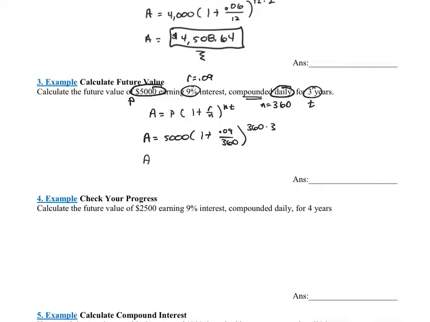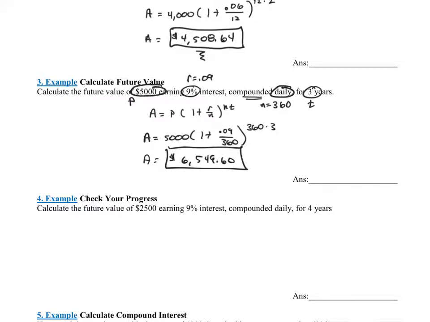Again, plug that into your calculator using the steps talked about the first page of this packet. Please plug that into your calculator now. When I plug that into my calculator, I'm getting $6,549.60. Again, always check your answer for reasonableness.